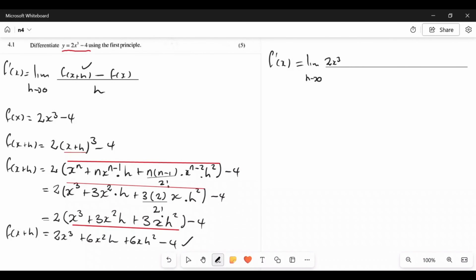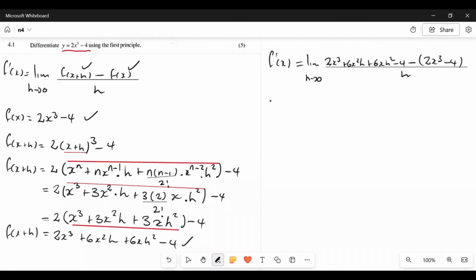It's going to be 2x cubed plus 6x squared h plus 6x h squared minus 4. So this is our f of x plus h. Let's not forget it is minus f of x. So here's our f of x, the equation that is given to us in the statement. Here's our minus there, guys, just in case you don't understand. So make sure that you put it inside the bracket. As you can see, I have opened the bracket here. So you're going to put your f of x inside the bracket, which is going to be 2x cubed minus 4. Guys, do not forget to put it inside the bracket. It's very important. All this is divided by h.